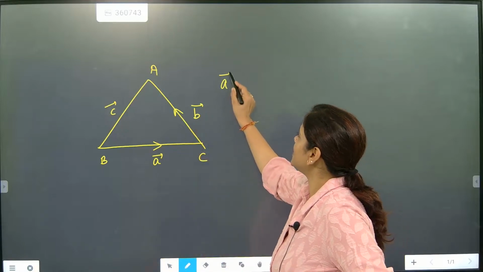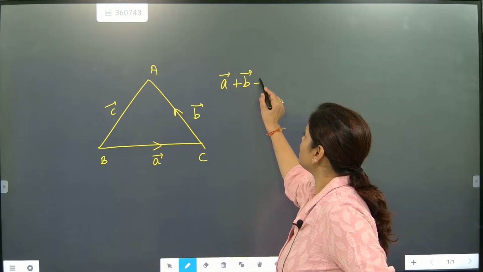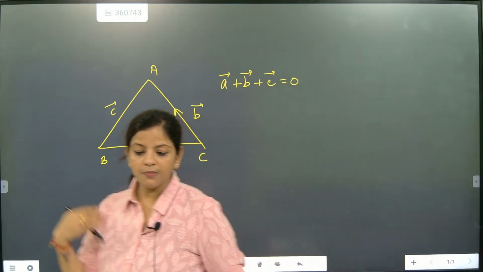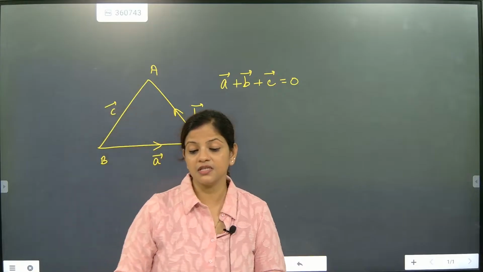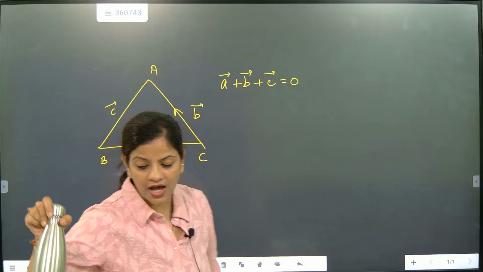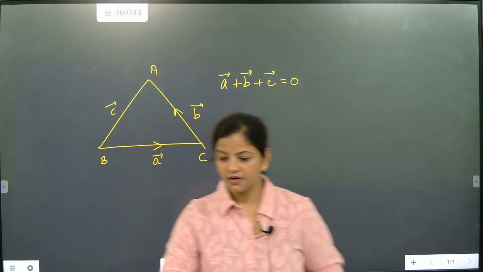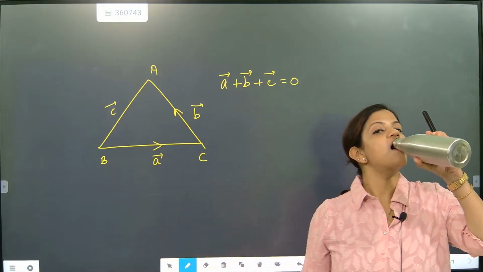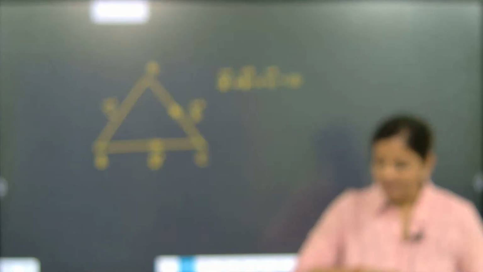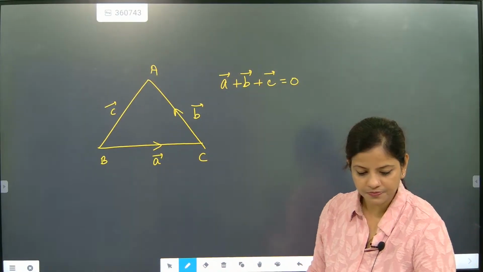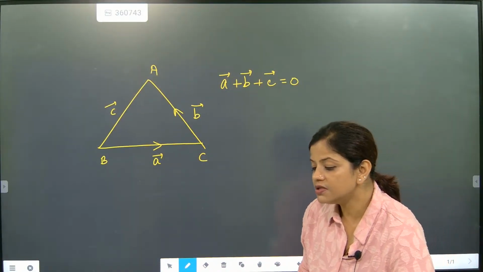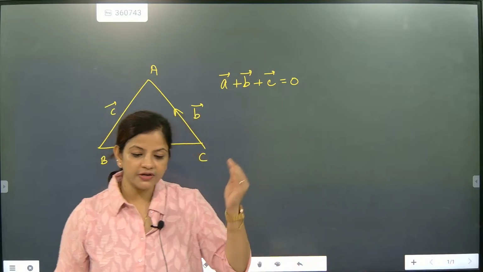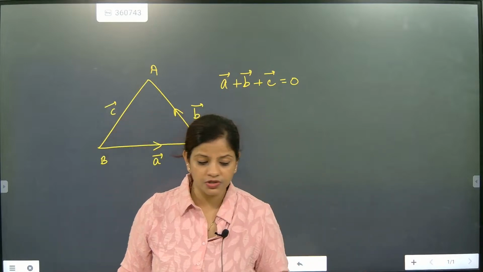So now look here. A vector plus B vector plus C vector equal to 0. How to prove that A vector plus B vector plus C vector is equal to 0? This is what you have to prove. So all the three vectors' sum should come equal to 0. That you need to do. A vector plus B vector plus C vector is equal to 0.